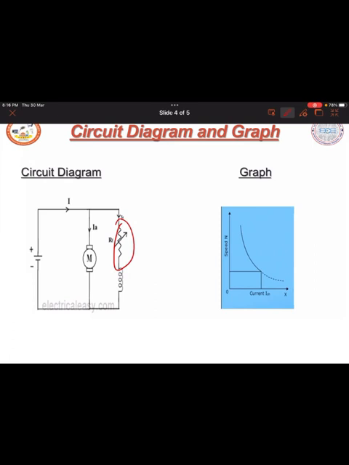As flux decreases, your speed increases, and as flux increases, speed decreases, because they are inversely proportional. So as the current increases, the flux increases, and as flux increases, the speed has to decrease. That is how we can control the speed of the motor by using the flux control method.